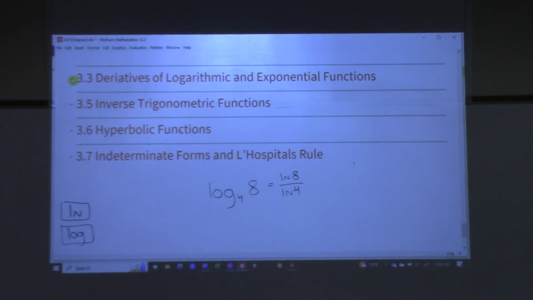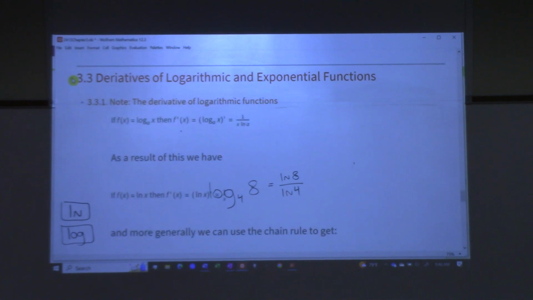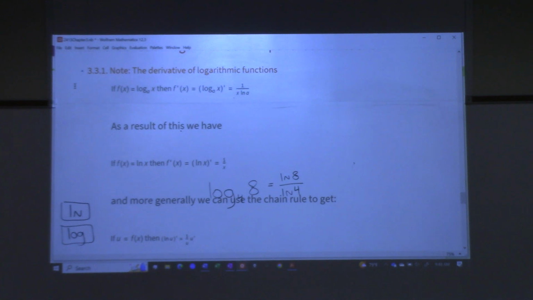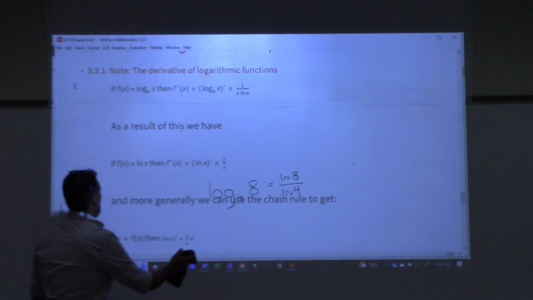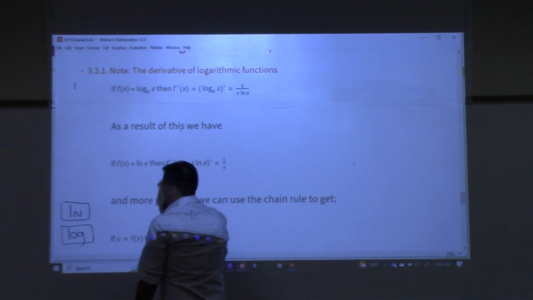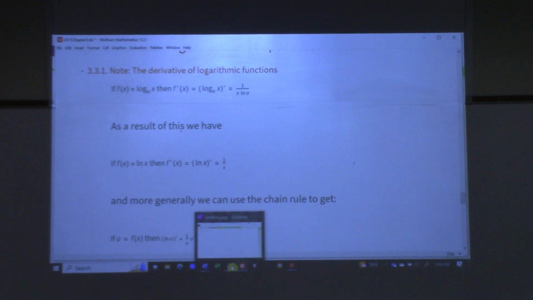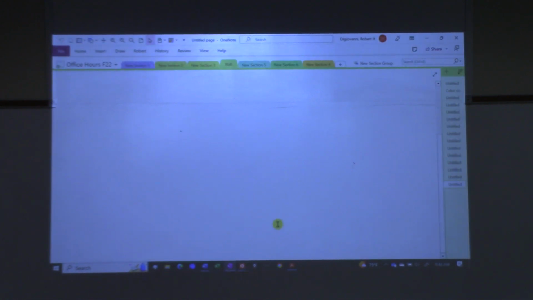So 3.3 is the section you have homework out of. This is the section that you need to do homework from: derivatives of exponential and log functions. It's kind of weird here, but we're actually going to start with the log function. We're not going to start with the exponential.